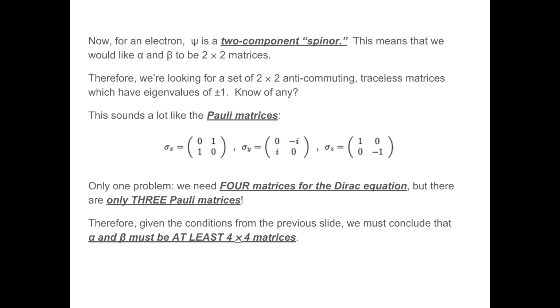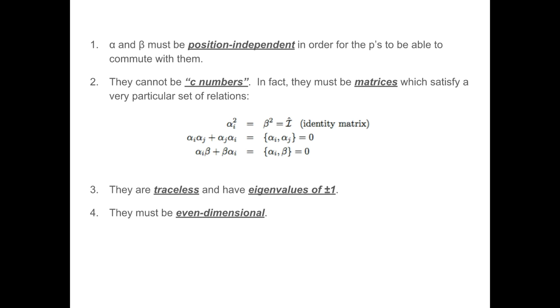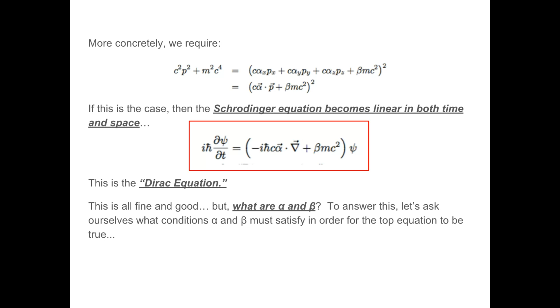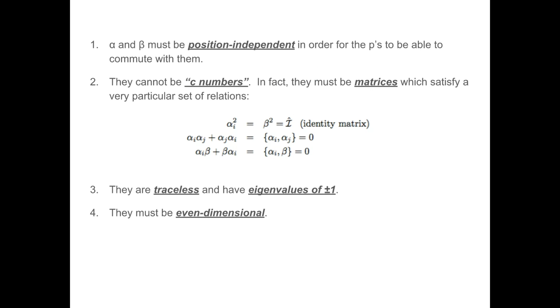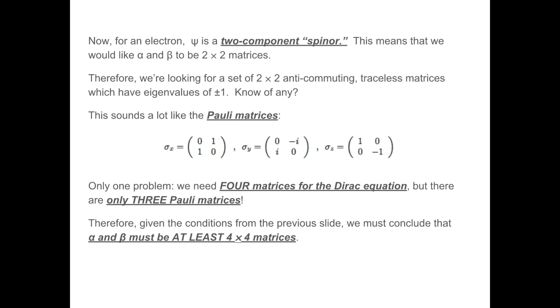The problem is that we actually need 4 matrices, right? If you go back and you count, we need 3 alphas, alpha x, alpha y, alpha z, but we also need this beta. This beta is kind of what's screwing it up. So alpha x, alpha y, and alpha z, you'll see, you can relate them to the Pauli matrices. Beta, which is the new thing, turns out to screw it up, right?